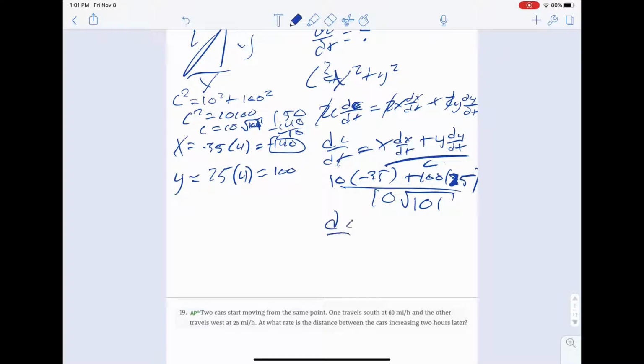which leaves us with dc over dt equal to 215 all over square root of 101 kilometers per hour.